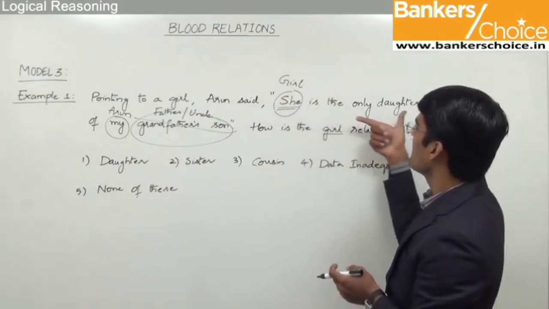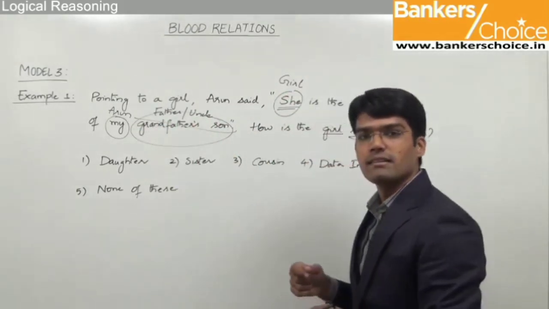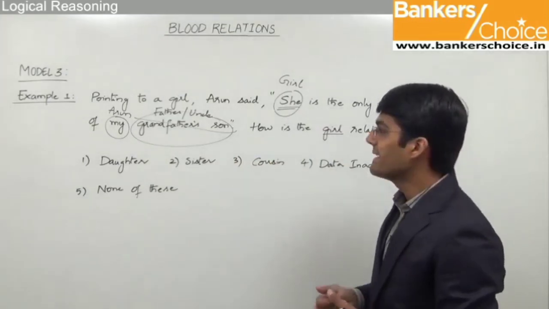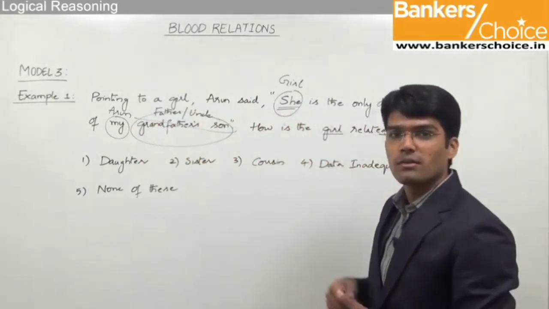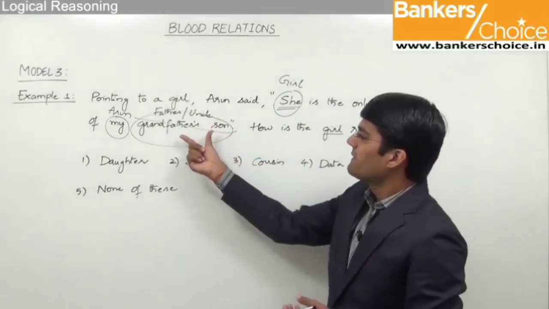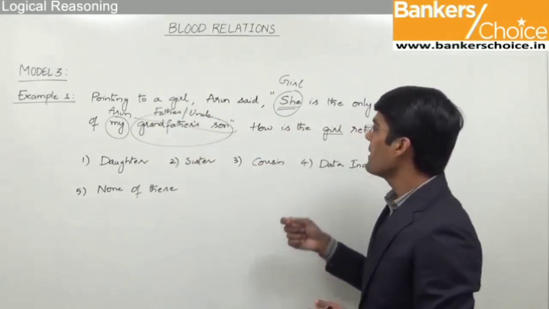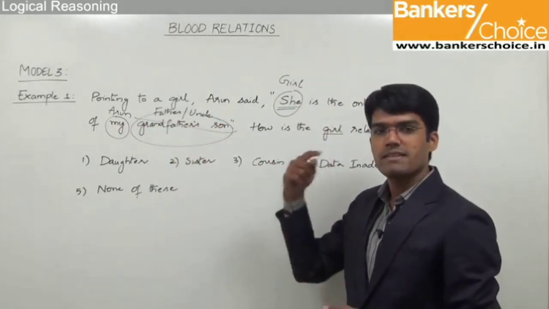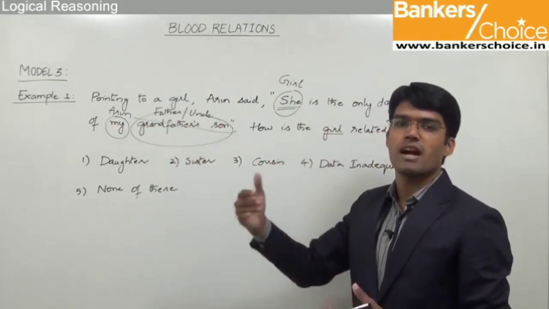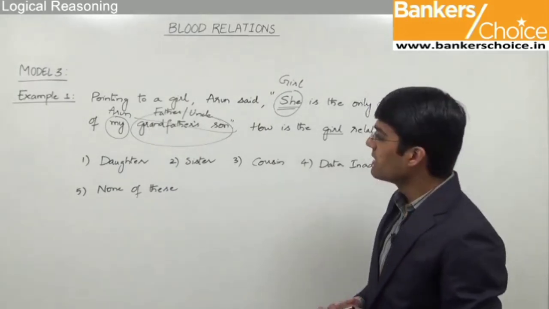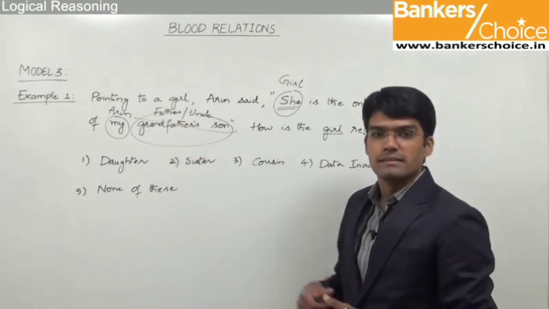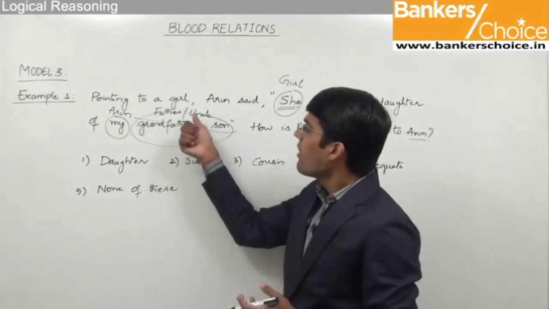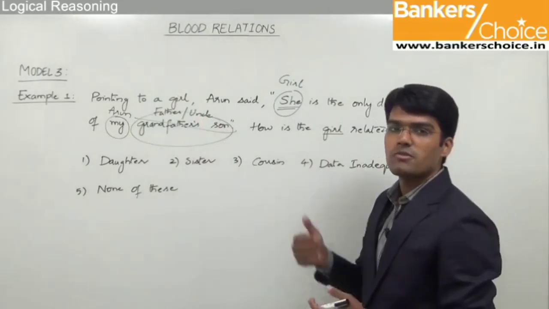The first case is girl is the only daughter of Arun's father. Only daughter of Arun's father will be nothing but Arun's sister. So we can say that the girl is the sister of Arun. But in case this person here is Arun's uncle, the statement becomes the girl is the only daughter of Arun's uncle. As we have discussed in the beginning of the session, daughter of your uncle is nothing but cousin. So here the girl becomes Arun's cousin. So if the person here is father, the girl should be Arun's sister, or if the person is uncle, the girl should be Arun's cousin.